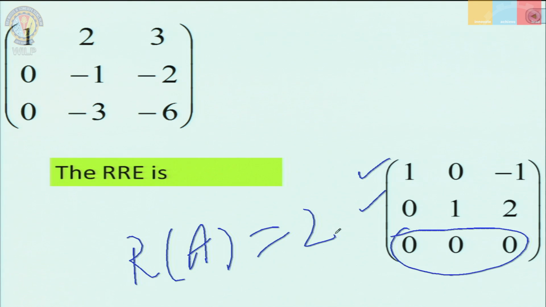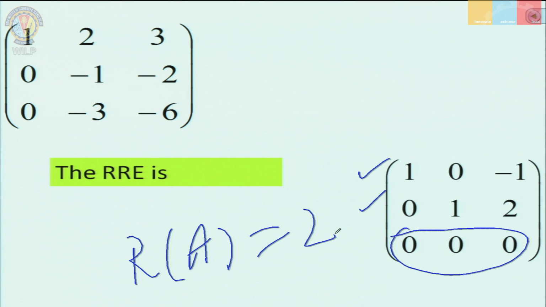Look here, if row rank of A is equal to the number of unknowns, you will get a unique solution, that is x is equal to 0 only. If row rank of A is 2, which is less than the number of unknowns, you are going to get an infinite number of solutions. So, therefore, here we will get an infinite number of solutions.